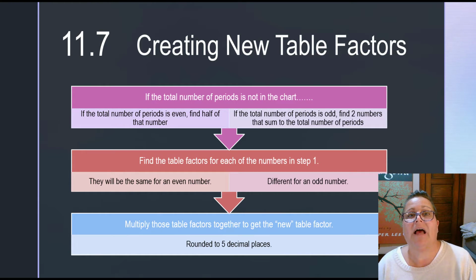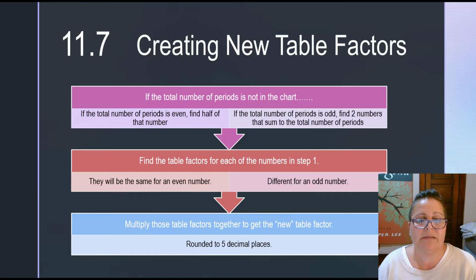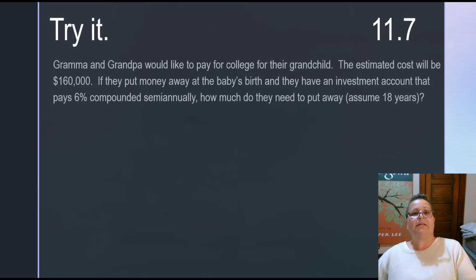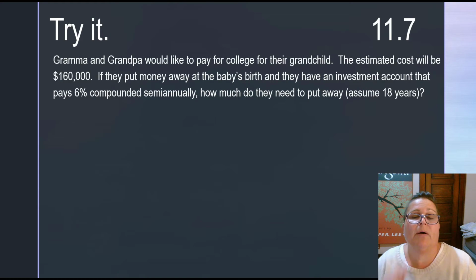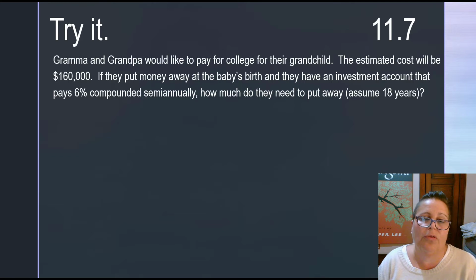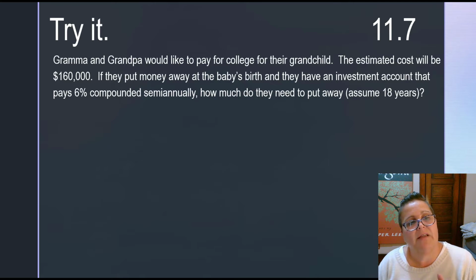As you might imagine, I have a little bit of practice for us. I need to click on this guy because it's just being difficult. All right, so in this world, Grandma and Grandpa would like to pay for college for their grandchild. The estimated cost will be $160,000. If they put that money away at the baby's birth and they have an investment account that pays 6% compounded semi-annually, how much money would they need to put away, assuming that you have 18 years for the money to grow into that 160?